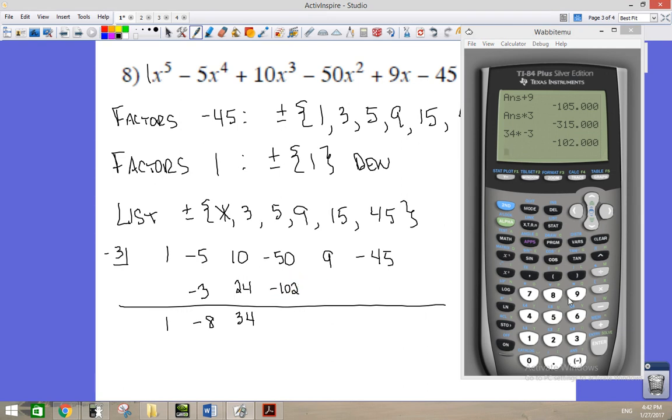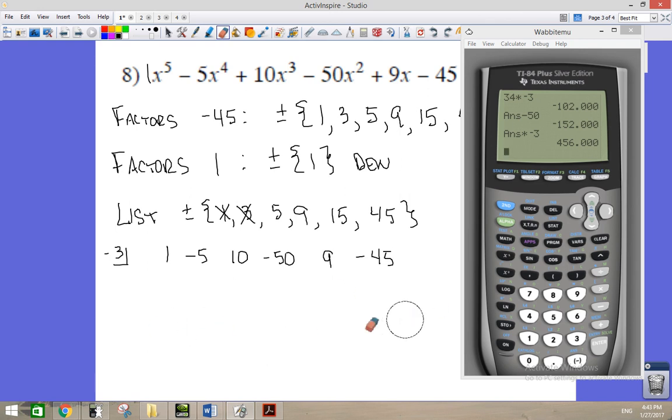This doesn't look very promising either, does it? Yeah, how is this going to end up being a positive 45? So I can scratch off 3 from the list, 3 and negative 3. So let's try the next one. Let's try 5.